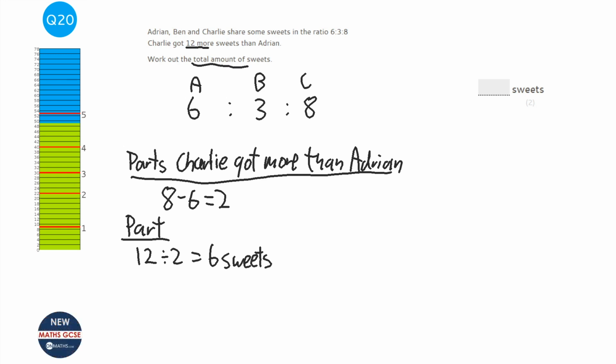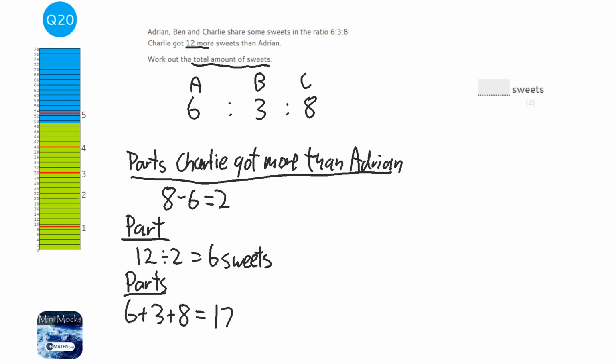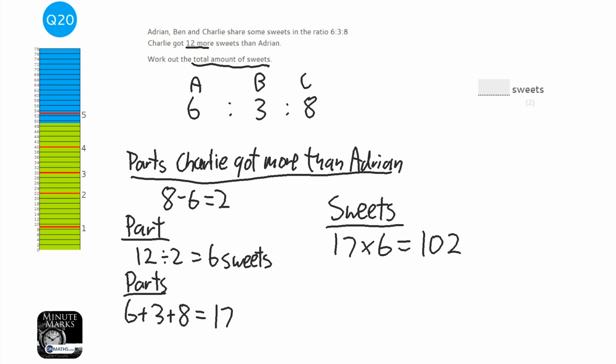And it says work out the total amount of sweets. So we need to work out how many parts there are in total. So we do 6 plus 3 plus 8. Now I know 6 plus 8 is 14, plus 3 is 17. So we've got 17 parts in total. Each of them is worth 6 sweets. So to work out the amount of sweets, we do 17 times 6. Now we could do 7 times 6, which is 42, 10 times 6, which is 60. So add the 2 together, it's 102. So there are 102 sweets altogether.